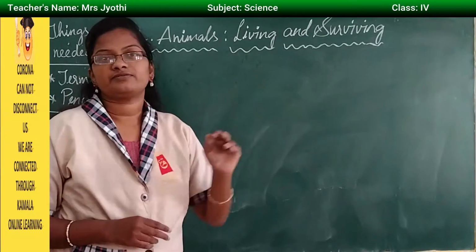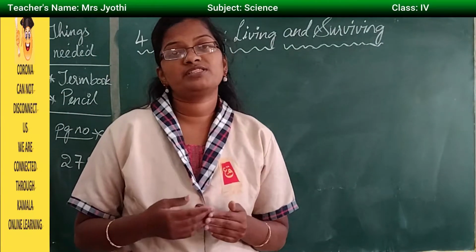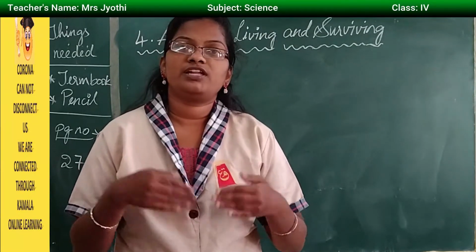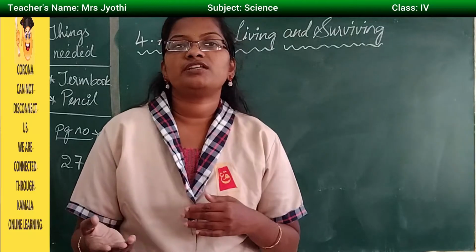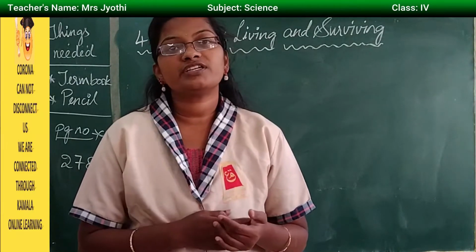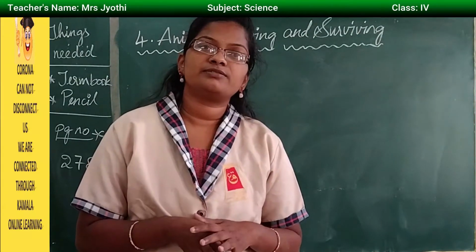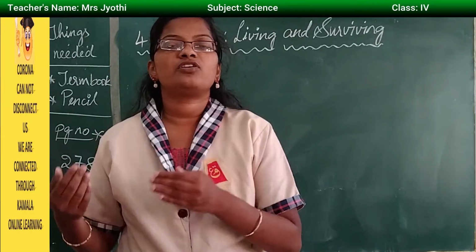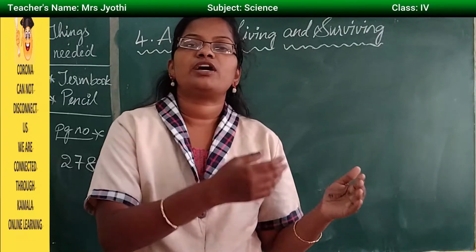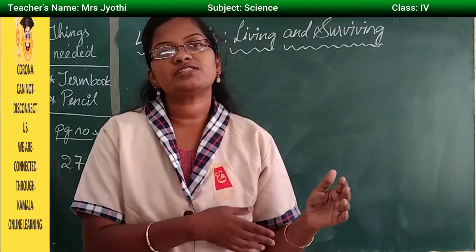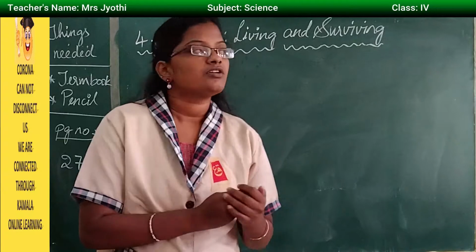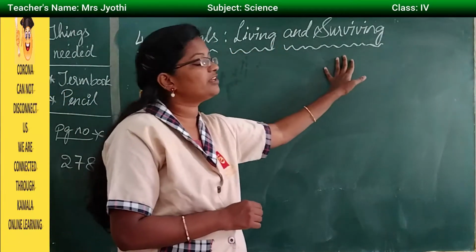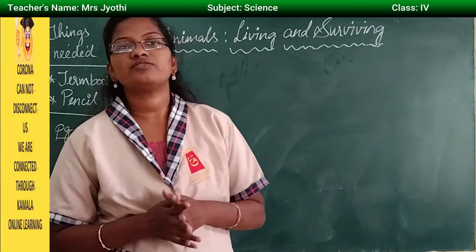So where do they live? Some of the animals live in water and others live on land. Even on land, a few live mostly in the air, a few live on trees, and a few live in desert areas. Most of the animals live on land and very few animals live in water. We are going to learn about the living of animals, and not only that, about the surviving of the animals.